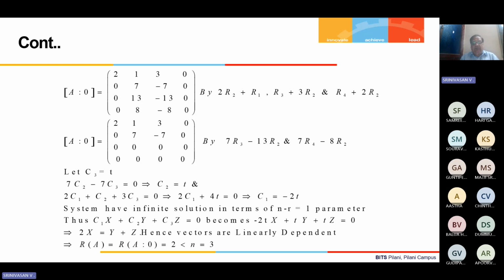Even if you are straight away solving that, you will be able to see that not all C's are zeros. Therefore, the vectors are linearly dependent.